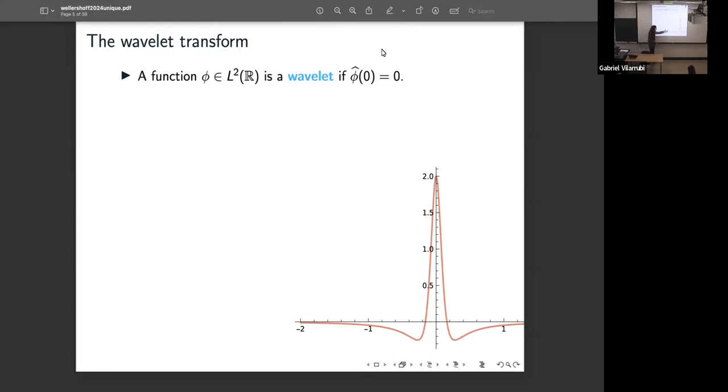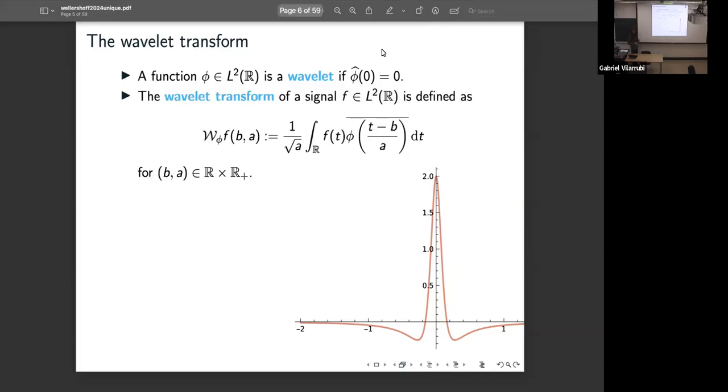Now, the wavelet that we have here is a special wavelet. It's one that we will see a lot today. It's the so-called Poisson wavelet. We're going to work with that quite a bit, but that's for later. Now the wavelet transform of a signal f, also in L2, is given by this integral transform.